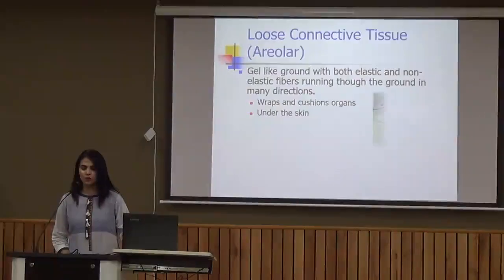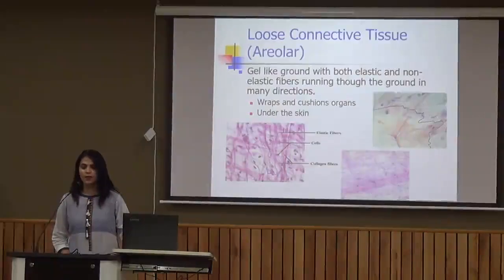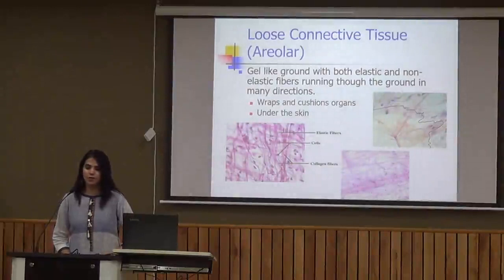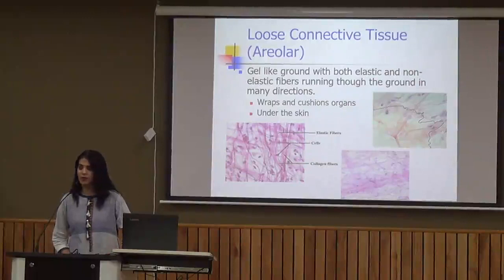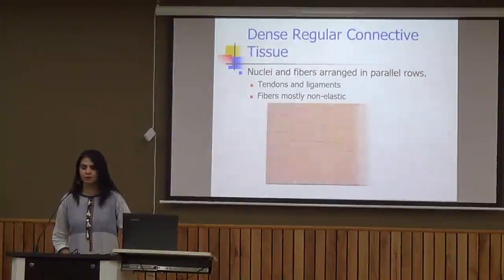First of all, we are going to talk about areolar connective tissue. It is a loose connective tissue. The matrix is a gel-like ground with both elastic and non-elastic fibers running through the ground in many directions. These are the diagrams of this areolar connective tissue. Basically, it helps in repair also. It fills the space between the internal organs.